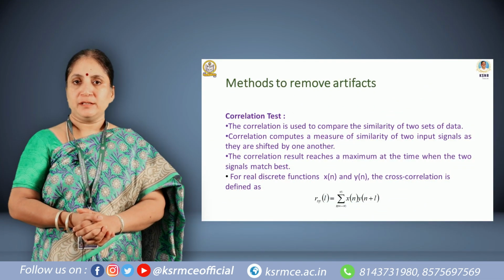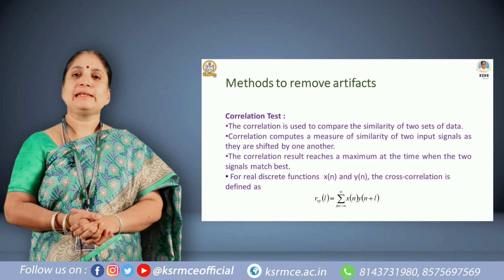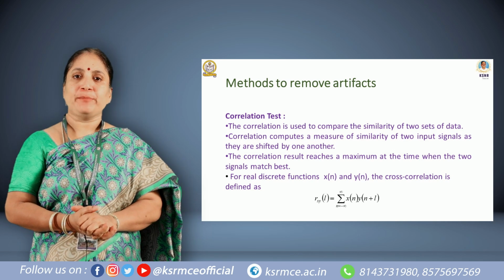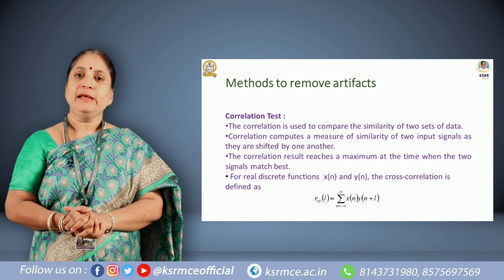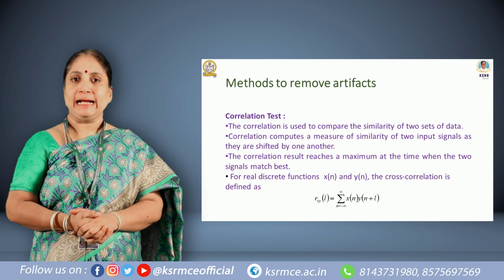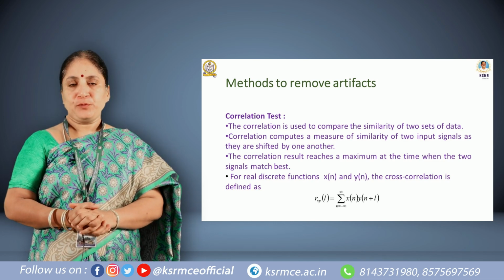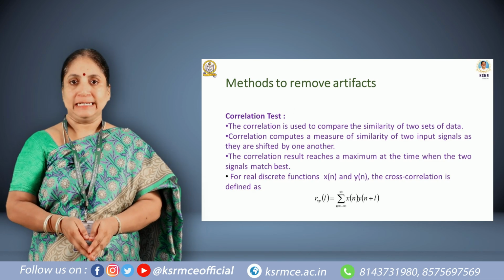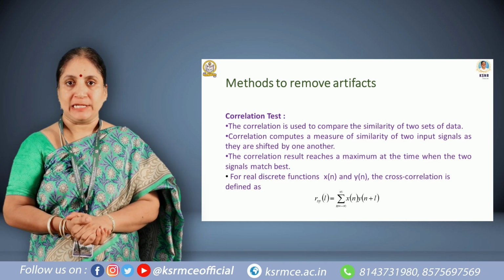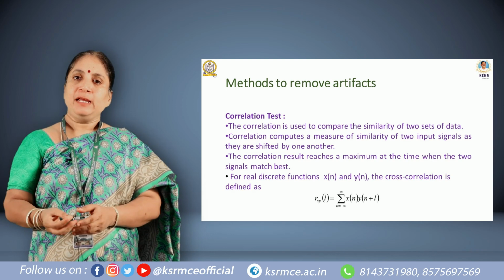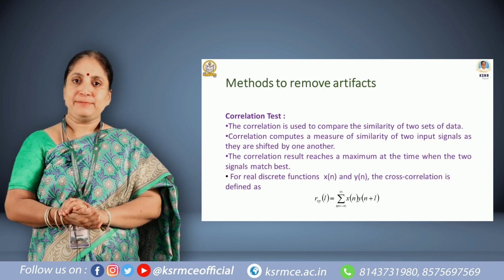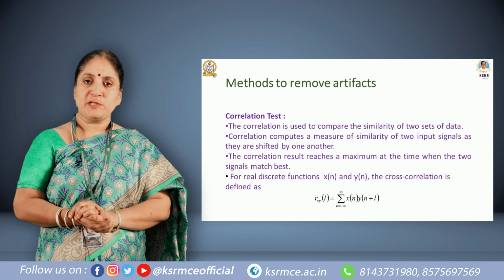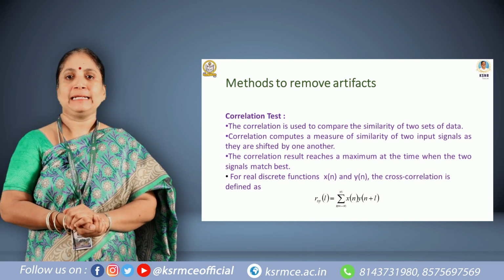The other method used to identify the artifacts is the correlation test. Correlation gives the measure of the relation between any two sets of signals or data. If the two signals or sets of data are closely related, then we are going to have more correlation. The expression for the correlation of two discrete time signals is shown in that equation.